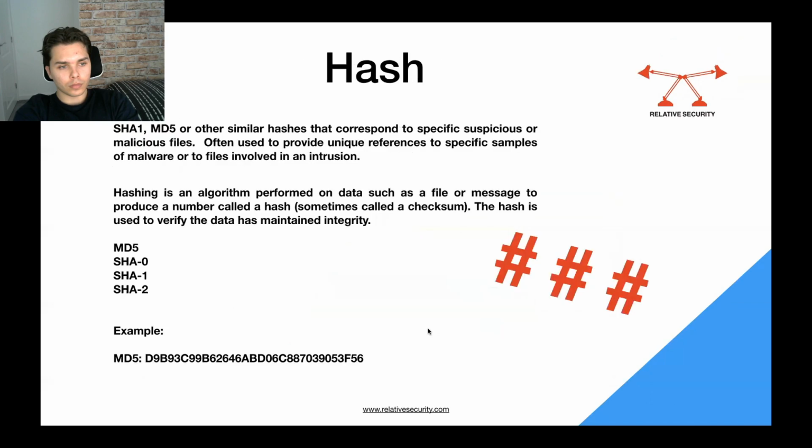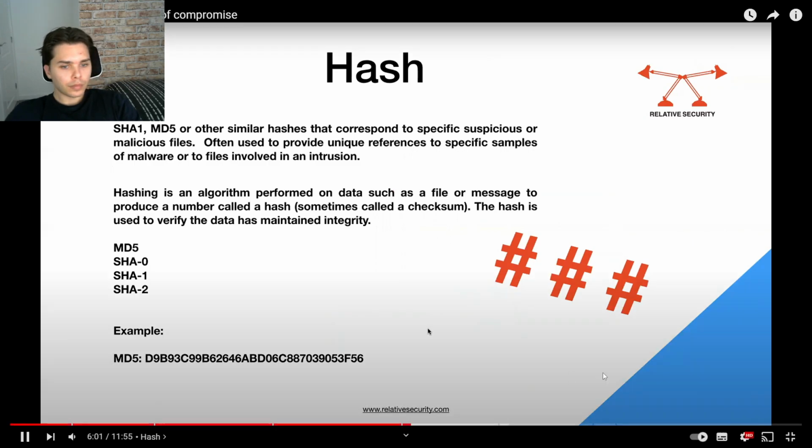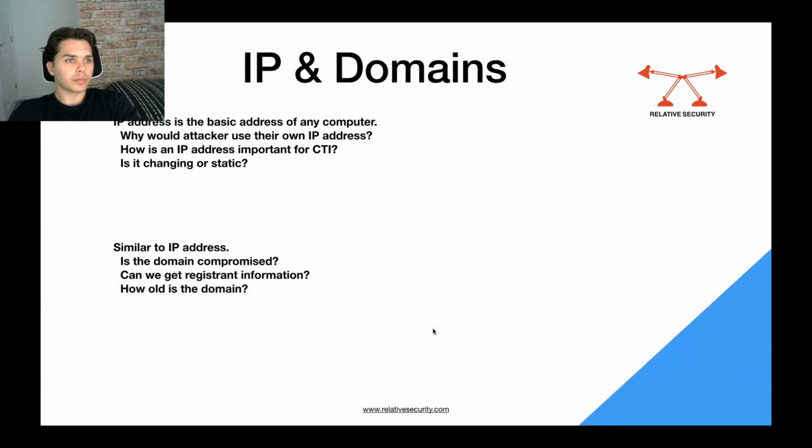Let's talk about the indicators. Let's talk about what is a hash. So hash is simply a SHA-1 or MD5 or similar hashes. The next is the IP and the domains. If you see in the pyramid of pain that we talked about in the last slide, it comes second.